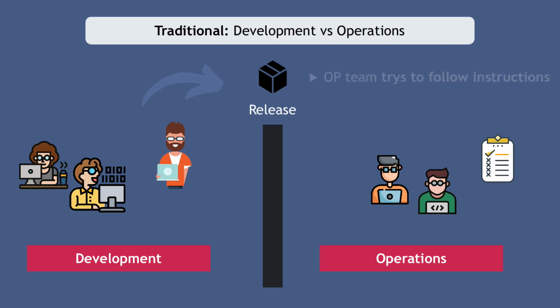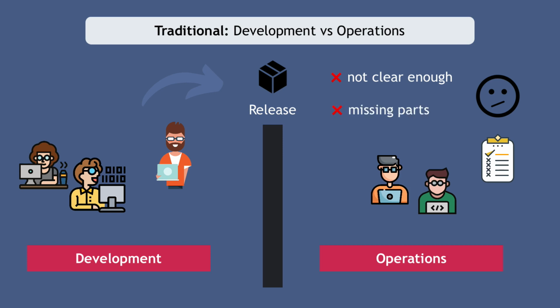The operations team tries to follow the instructions to configure the application and prepare the environment for deploying it. Usually and mostly this doesn't work because either the instructions are not clearly stated or it's just too much and something is missing because someone forgot to put something there and so on. So if this happens, the operations team will have a very hard time running the application and it may take weeks to make that happen.